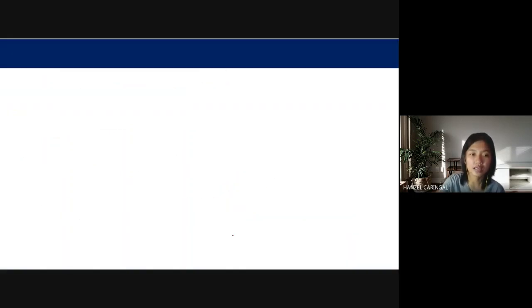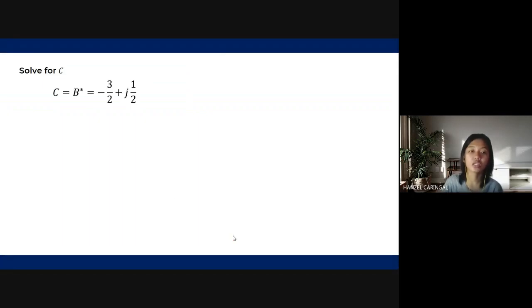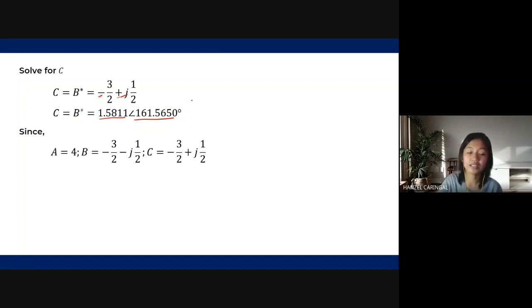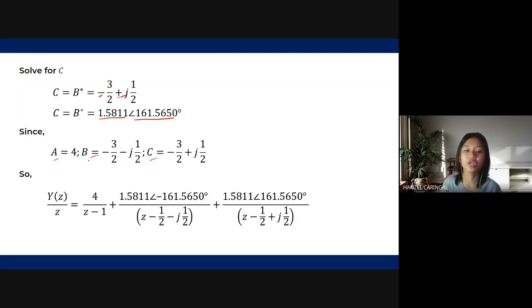So, our C is just the conjugate of our B. Since its imaginary part is negative here, in our C the imaginary part becomes positive. The real part stays the same, negative 3 halves, so we just copy the real part. Then, the angle, in degrees, is positive since it is negative on the other side. Since we now have the values of A, B, and C, we will plug them into our equation.